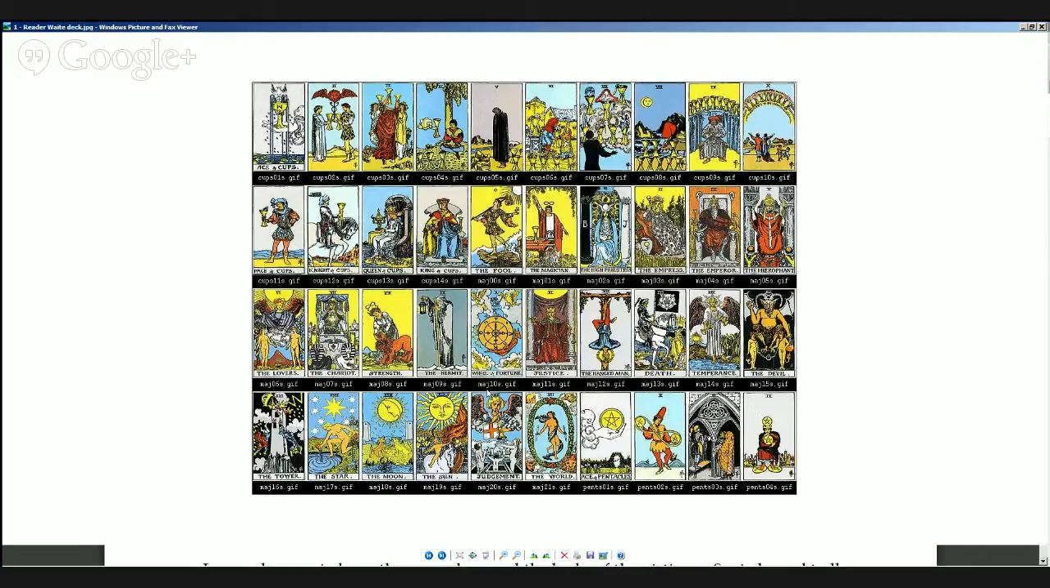So you have the 4 elements with these 10 here, which gives you about 40 cards. We're not going to go over those individual cards because then this would take like forever. And I don't want to do that to you.